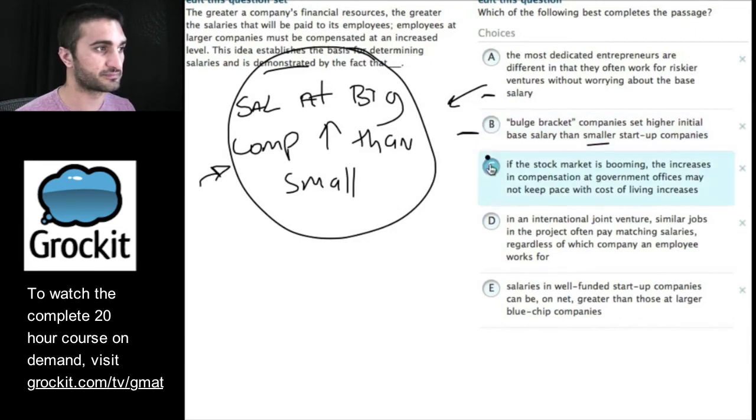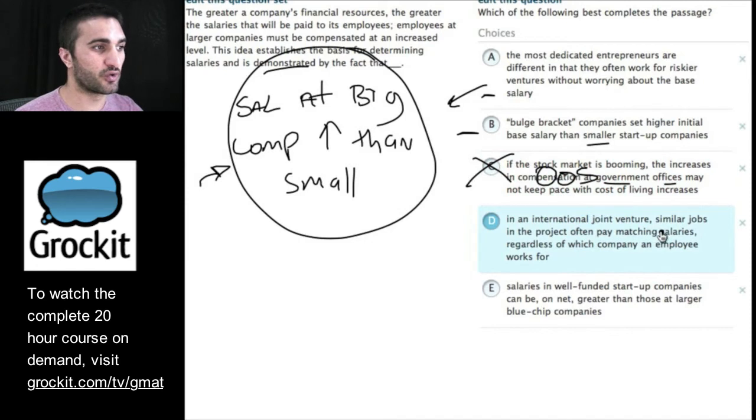I'm liking this answer. C, if the stock market is booming, the increases in compensation to government offices may not keep pace with the cost of living increases. This is out of the scope of the passage. Government offices, they don't talk about the size of anything. This does not seem to demonstrate this point. Let's get rid of it.